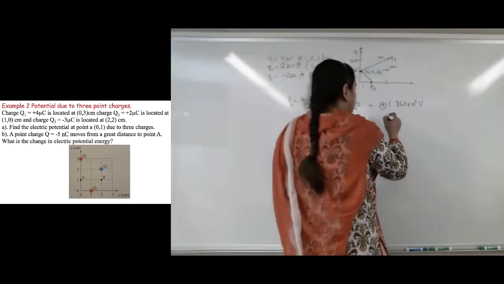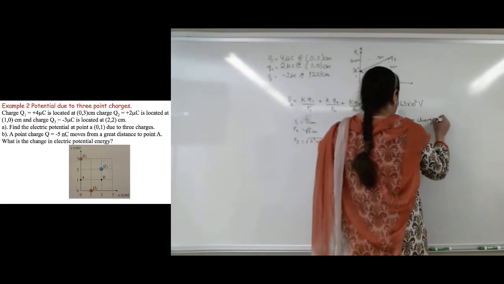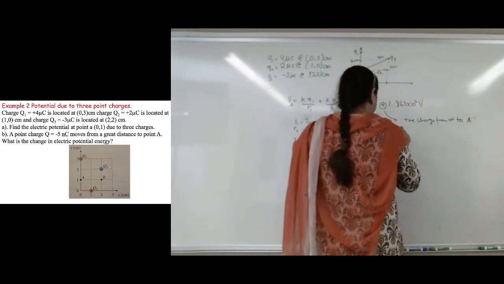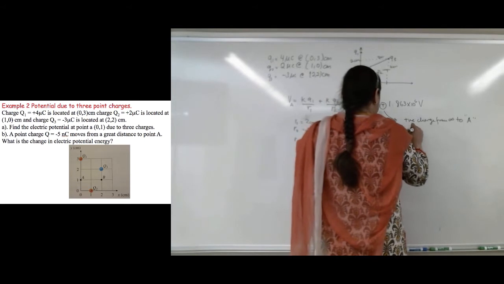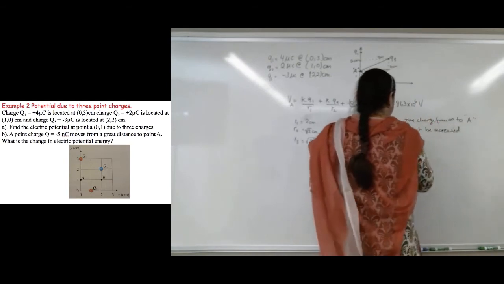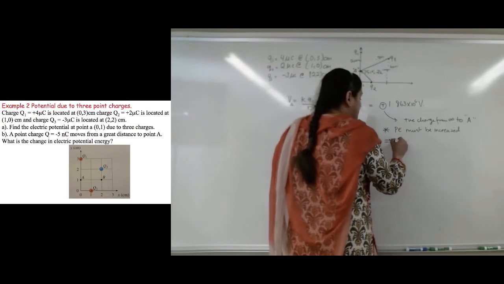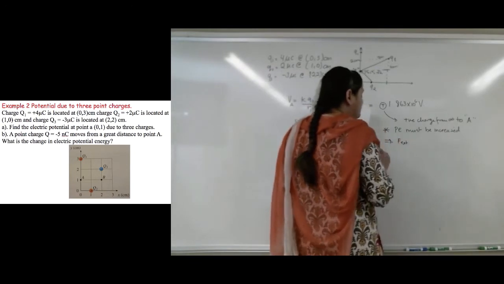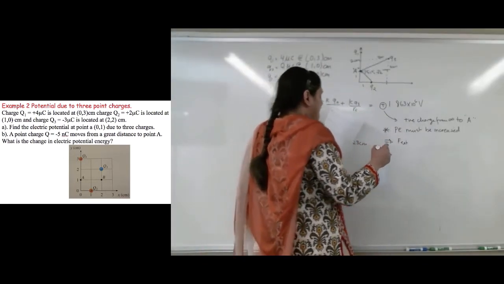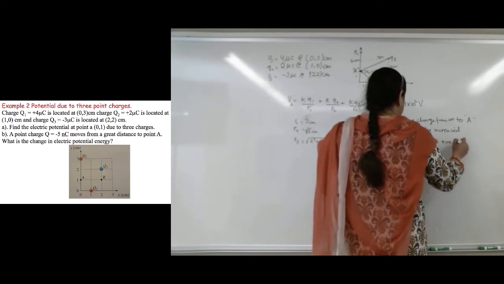So I'm going to rewrite this for you. To bring a positive charge from infinity to point A, potential energy must be increased. This implies that your external agent or external force, whatever is bringing this system together, must do positive work.